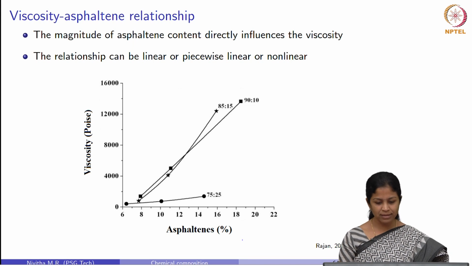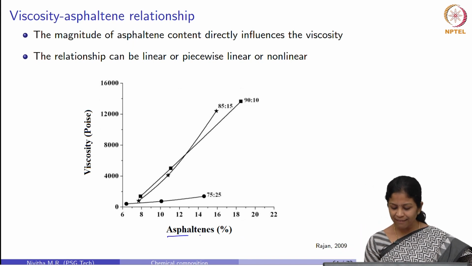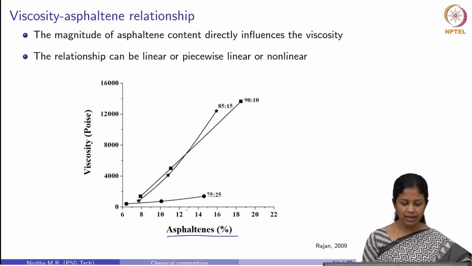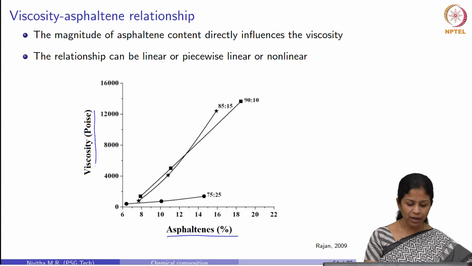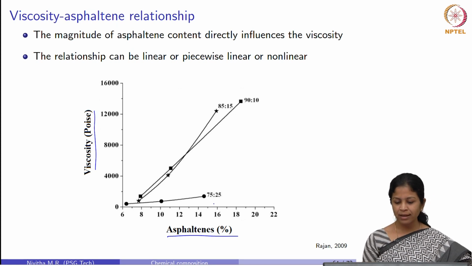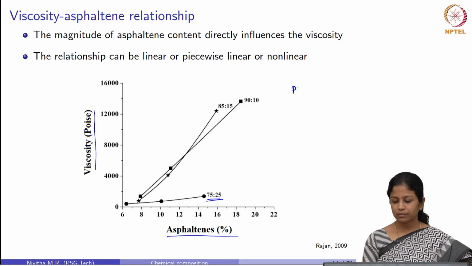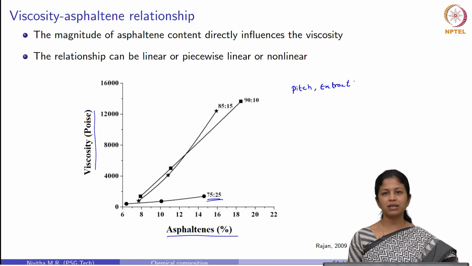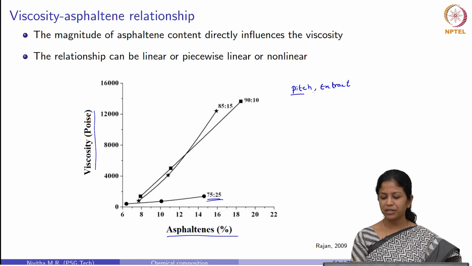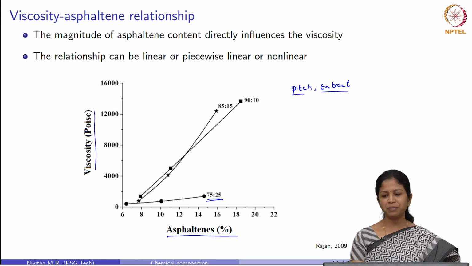So we can see in this regard, we have asphaltene content on the x axis and viscosity on the y axis. We can see that depending upon the type of bitumen, again these are 3 different types of bitumen with different proportions of pitch and extract. From the lecture on refinery processing, by this time you will know what a pitch is, what an extract is. So this pitch and extract were combined in different proportions.